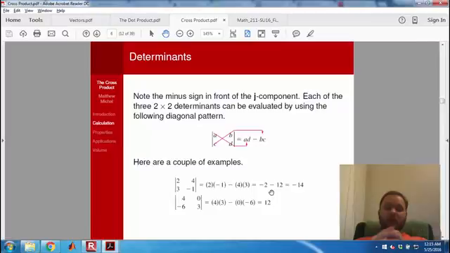How do I do this? We multiply across the diagonals, ad minus bc. So if I have the determinant of 2, 4, 3, negative 1, it's 2 times negative 1 minus 4 times 3, or negative 2 minus 12, which is negative 14. Or the determinant of 4, 0, negative 6, 3 is 4 times 3 minus 2 times negative 6, or 12.